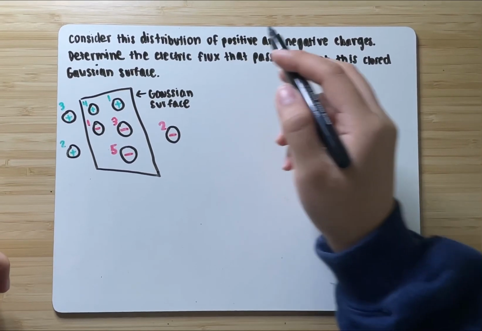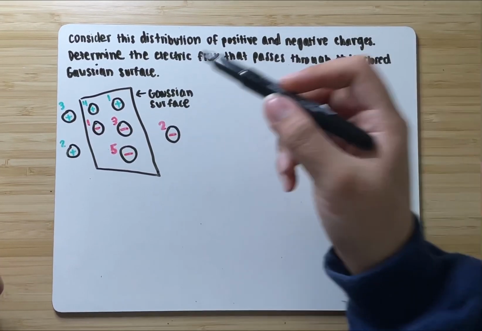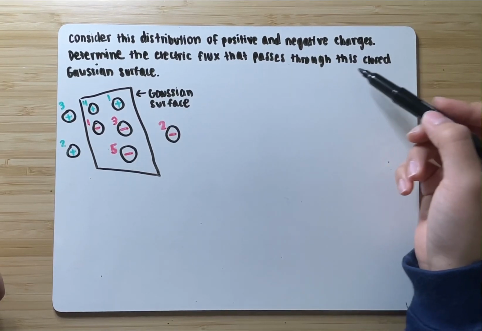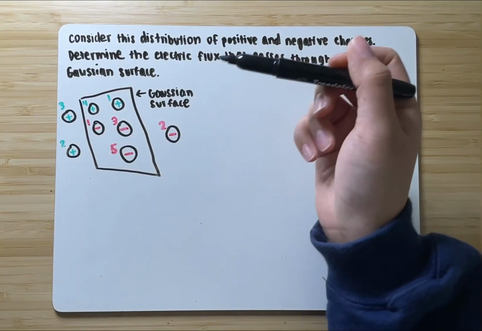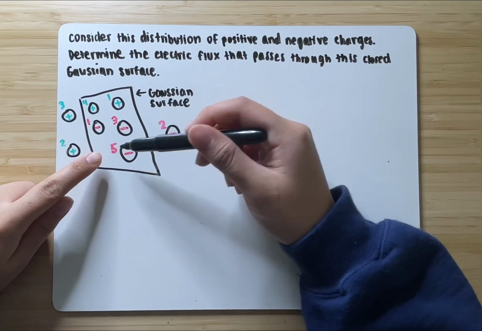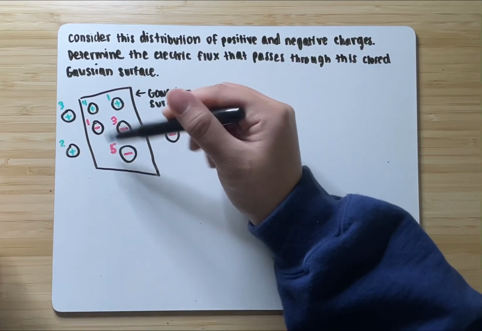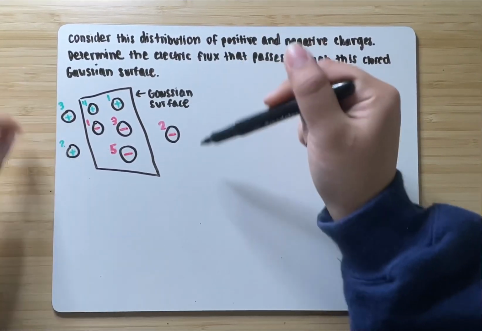Consider this distribution of positive and negative charges. Determine the electric flux that passes through this closed Gaussian surface. So we have a Gaussian surface right here, and we have charges on the inside of the surface and charges on the outside of the surface.